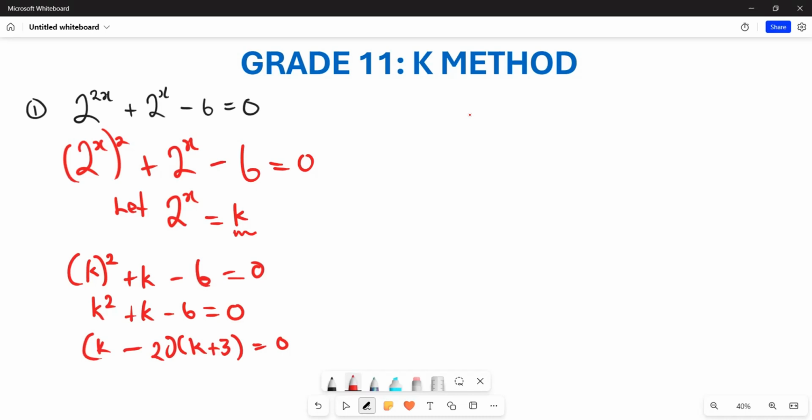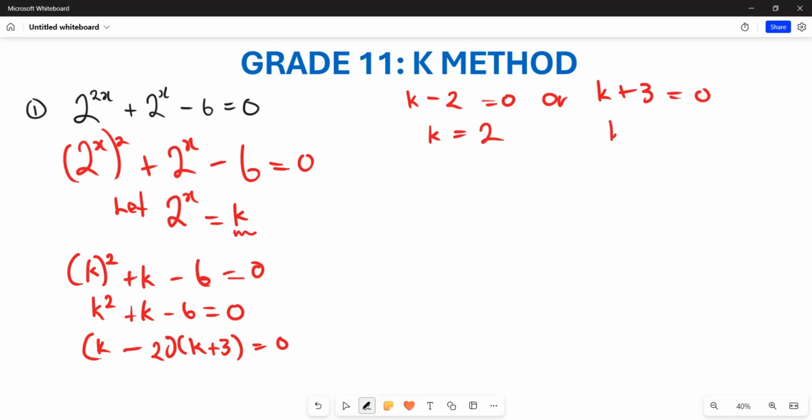So you are going to have k minus 2 is equal to 0, or you are going to have k plus 3 is equal to 0. Which means the value of your k is going to be 2, or the value of your k is going to be negative 3.